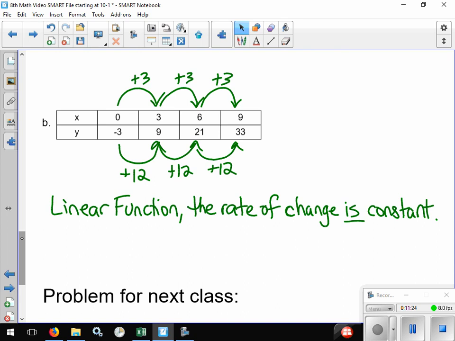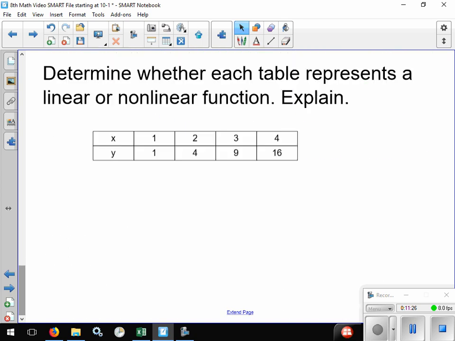Okay? So next class, I want you to have this ready to go. Is this table representative of a linear or nonlinear function? So you need to tell me it's linear or nonlinear and why. I want you to back up your answer.